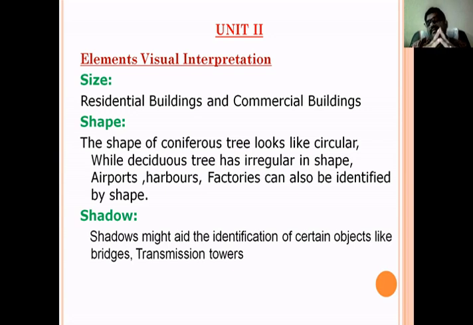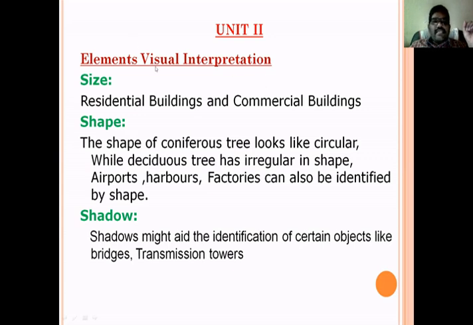In the first topic of the second unit, the first topic is elements of visual interpretation. See here, elements is the first word, visual is the second word, and interpretation is the third. You can see three words: elements, visual, interpretation. The question is, write detailed notes on elements of visual interpretation. What are those elements?